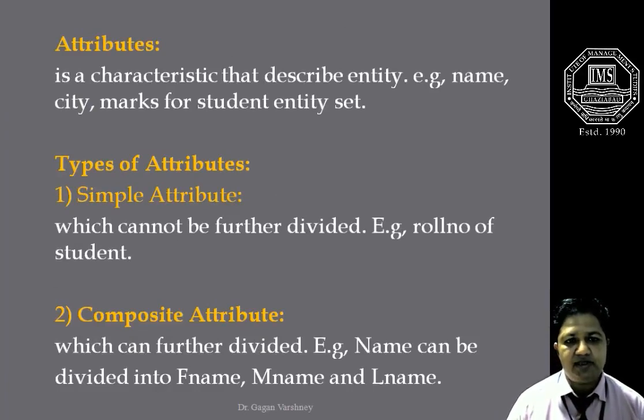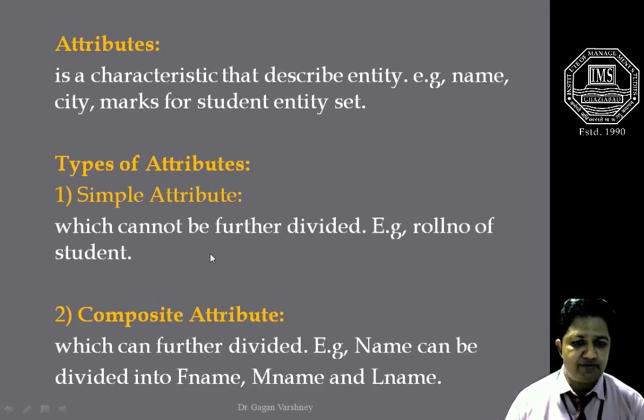Then number two, attributes. An attribute is basically a characteristic or a property that describes an entity. In another way, we can say that an entity is represented by a set of attributes. For example, suppose we have a student entity set, and in the student entity set we have the attributes name, city, and marks.